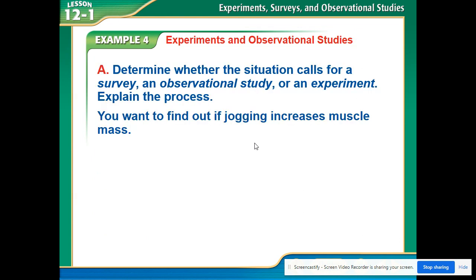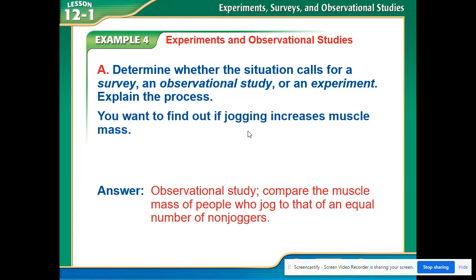You want to find out if jogging increases muscle mass. So this is probably going to be some sort of an experiment. You could say observational study if you have a lot of data already, but you probably don't have a starting point. So I don't agree with this observational study. This is much more of an experiment.